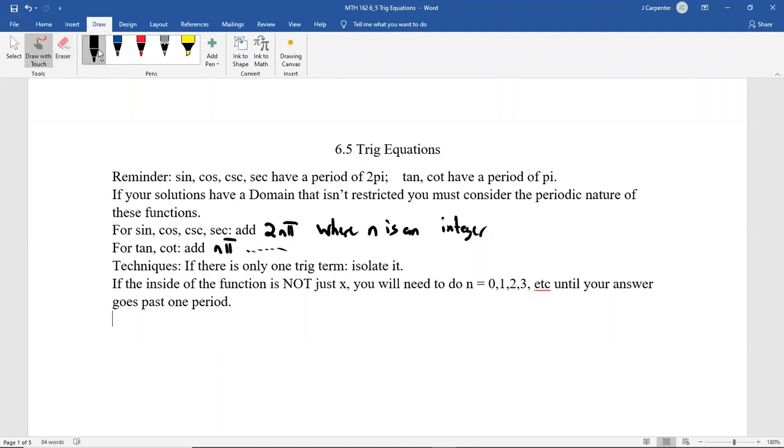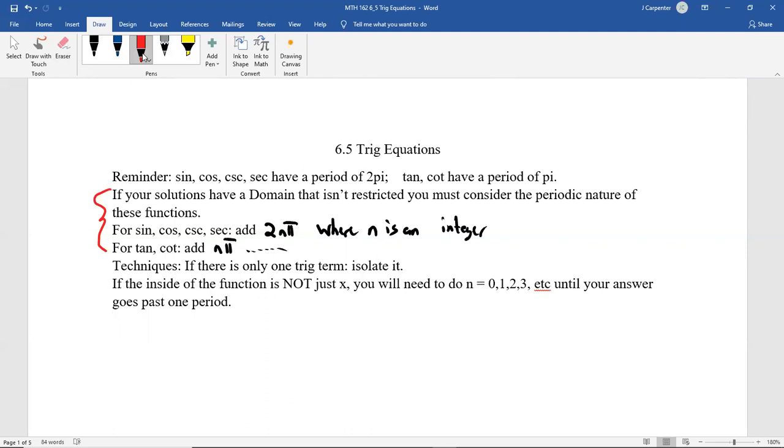Okay, so reminder, sine, cosine, cosecant, and secant have periods of 2 pi, whereas tangent and cotangent have a period of pi. That issue will come up. If your solutions have a domain that isn't restricted, you must consider the periodic nature of those functions, which will definitely come up, and this all goes together.